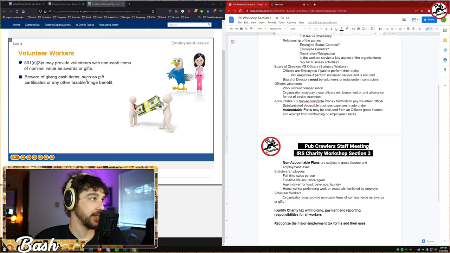Beware of giving cash items such as gift certificates or any other taxable fringe benefit. No gift cards.